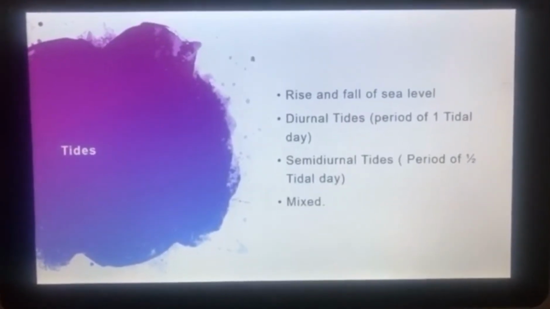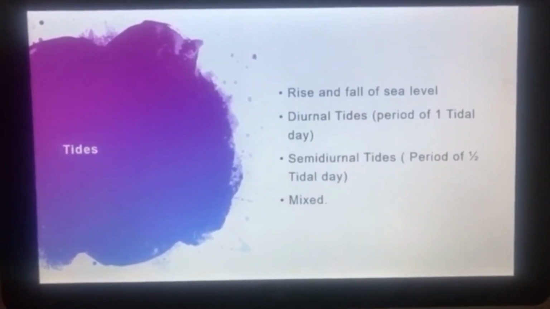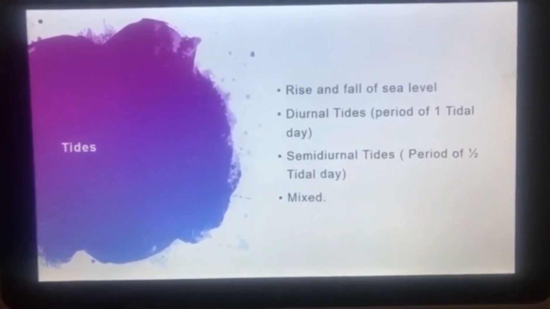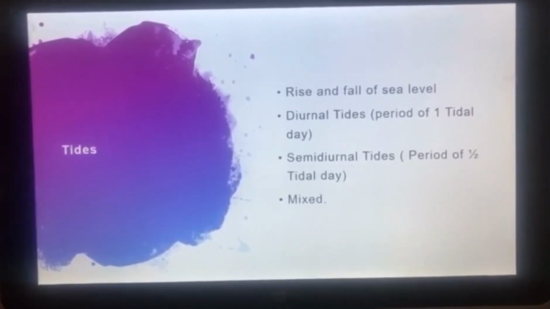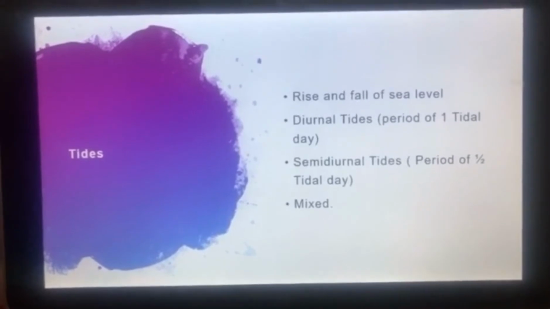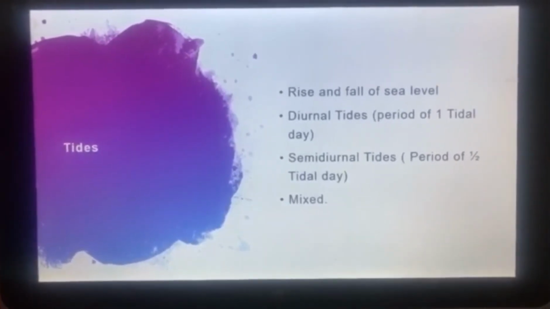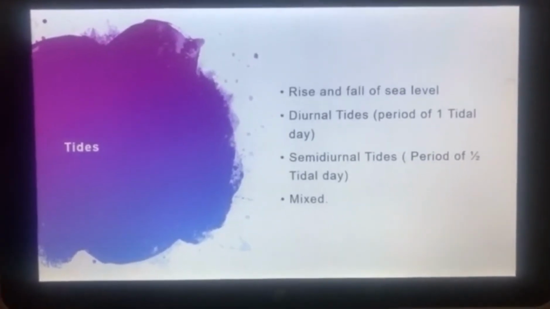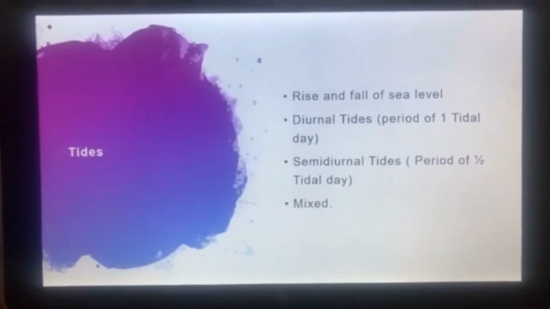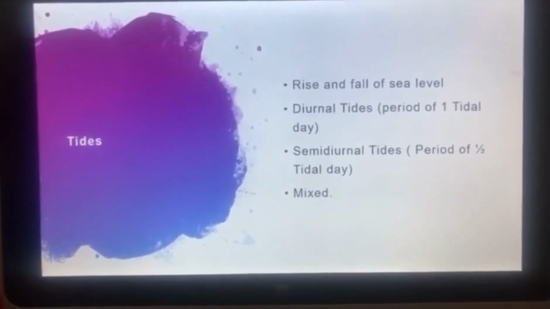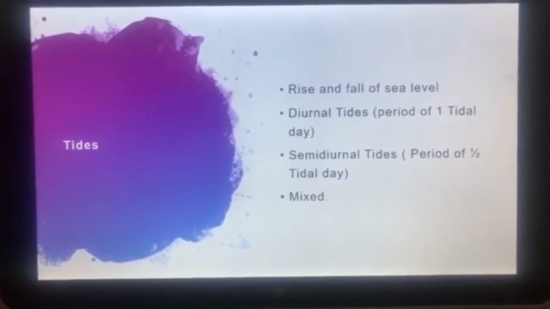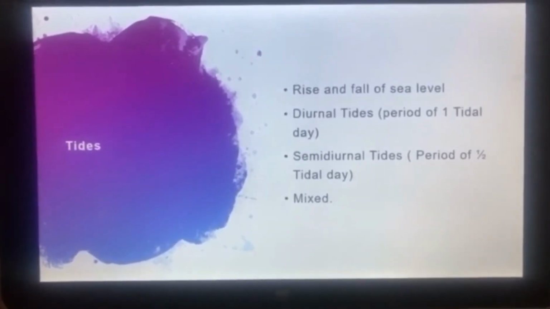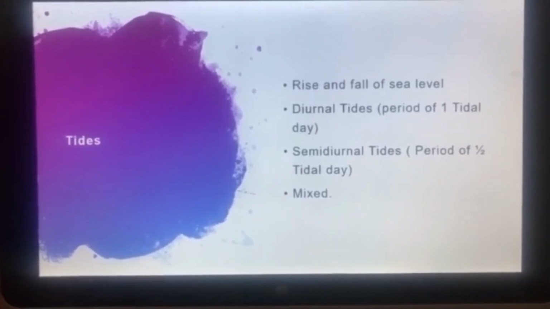Now we are going to talk about tides. Tides are the rise and fall of sea level, mainly due to the gravitational pull of the sun and the moon during the day. They are classified into different types, which include diurnal tides, semi-diurnal tides, and mixed tides. Diurnal tides have a period of one tidal day, which means that we will have one tide over a period of 25 hours. Semi-diurnal tides have a period of half a tidal day, which means that we will see two tides during a day, and their period is around 12 and a half hours. And mixed tides have both diurnal and semi-diurnal tides in combination.